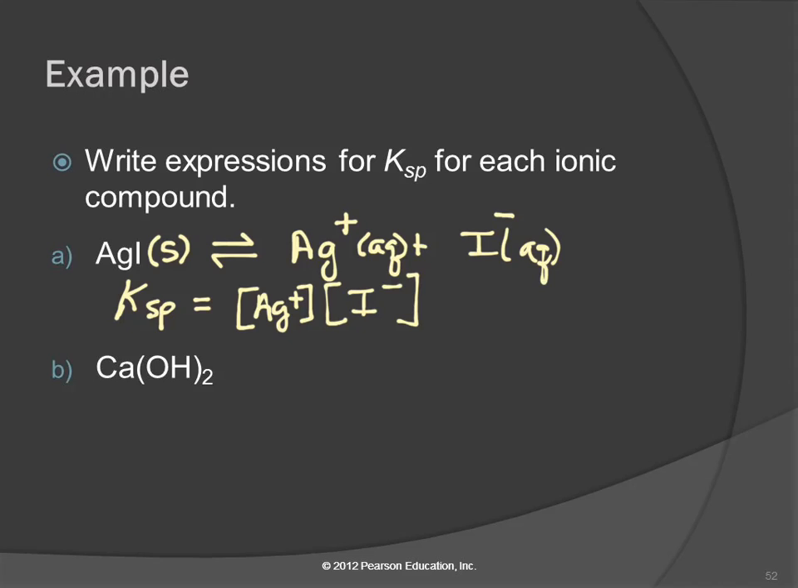Let's do calcium hydroxide. Again, we're starting with a solid. Now, the question is asking you for the KSP expression. Could you do this without writing out the equation? You could. If you wrote the equation out, do you have to include the state symbols? No, you wouldn't absolutely have to. I'm just putting them in there so that we can see clearly why we're leaving out the reactant. It's because it's a solid.